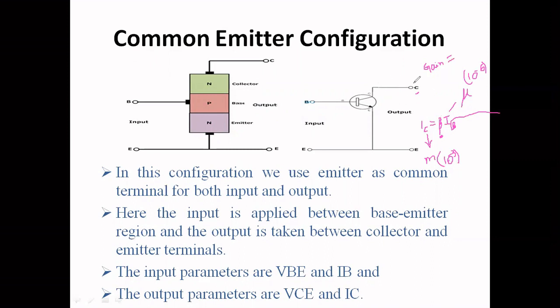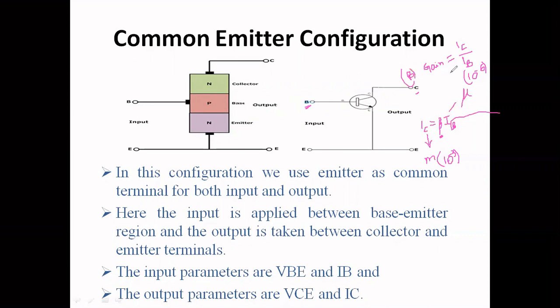So what is the output? Here I am collecting at the collector, so it is represented by IC. Output over input: output current is IC, and input current is IB. And the gain is represented by beta.